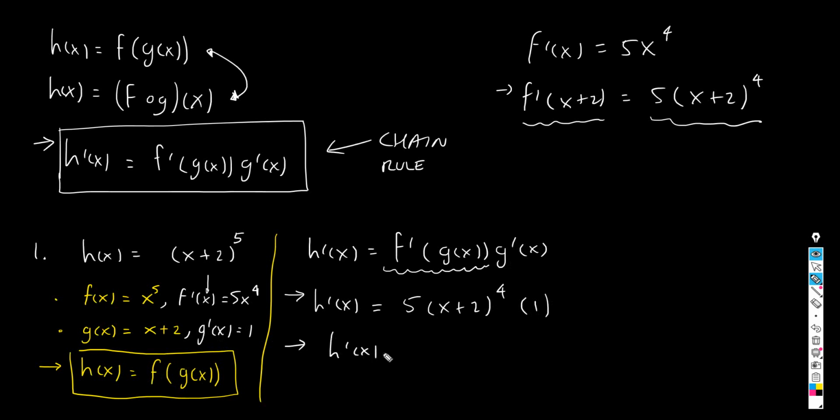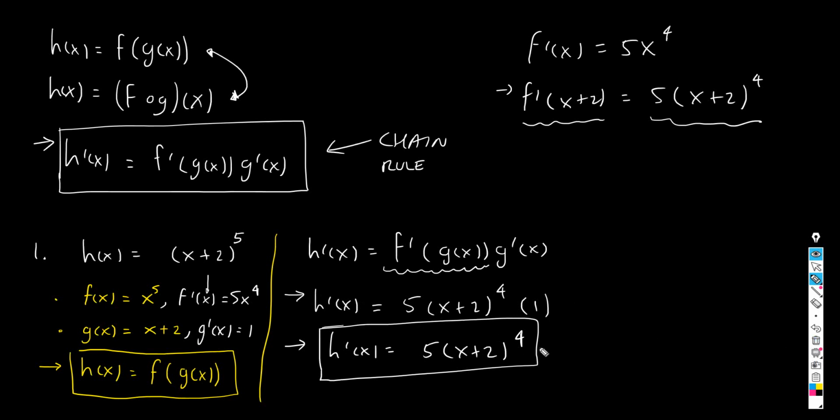h prime of x is going to be equal to 5x plus 2 to the 4. And in this case, as you can see, it's actually the same as if we had just applied the previous formula, right? Just drop down the exponent and then subtract 1 from the exponent. But that's just a coincidence. It's just a coincidence.